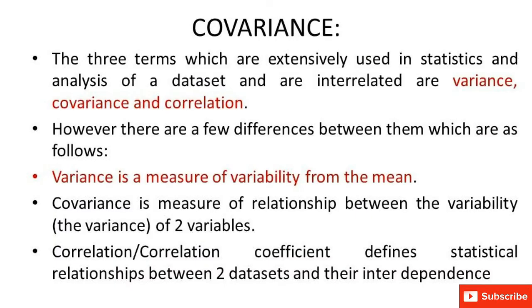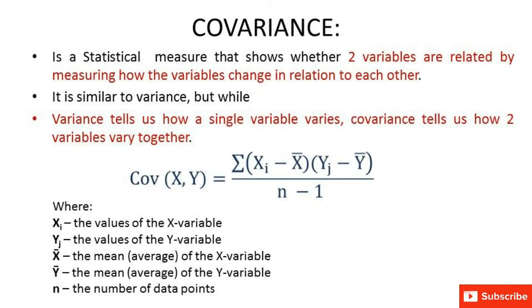Three terms which are extensively used in statistics and analysis of a data set and are interrelated are variance, covariance, and correlation. So now we will study how they are interrelated and how they are different from each other. Variance is a measure of variability from the mean. Covariance is a measure of relationship between variability of two variables. And correlation or correlation coefficient defines the statistical relationship between two data sets and their interdependence.